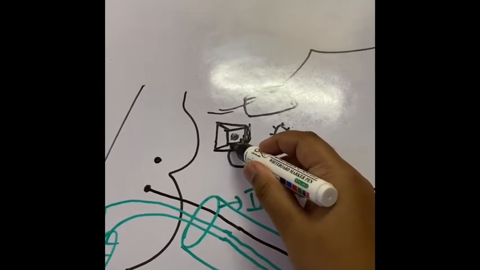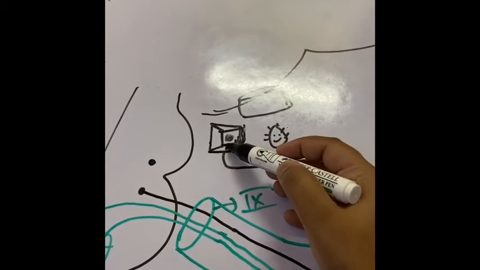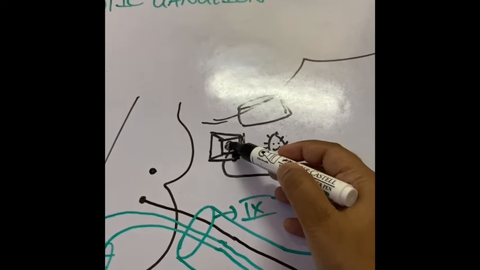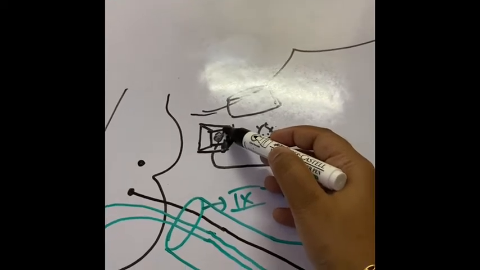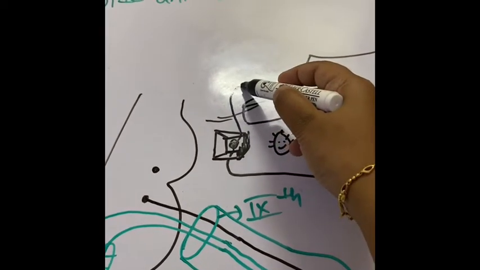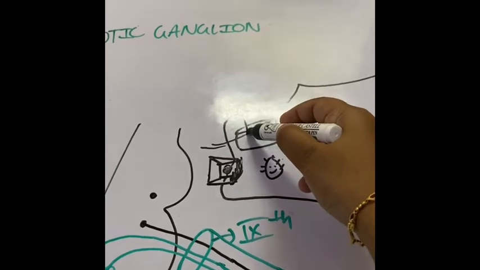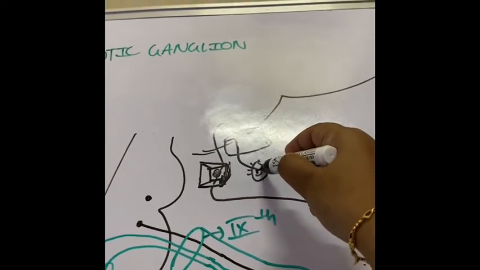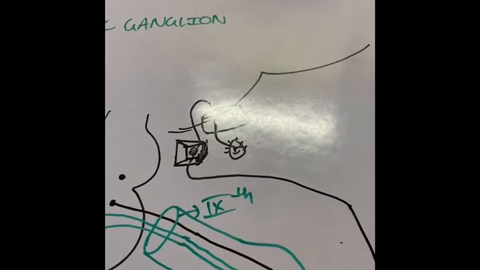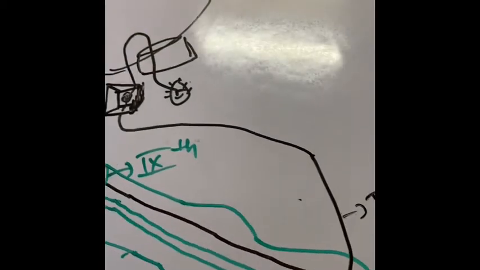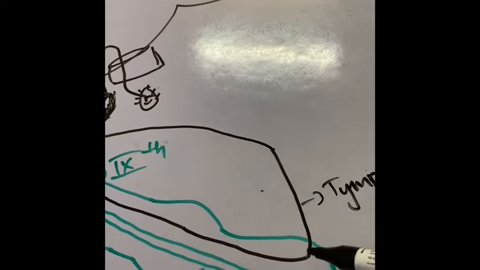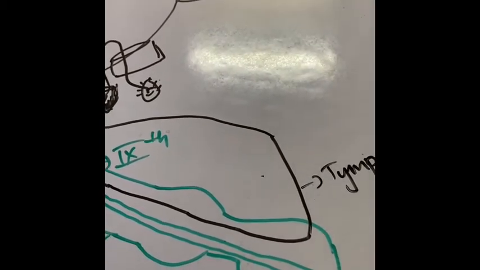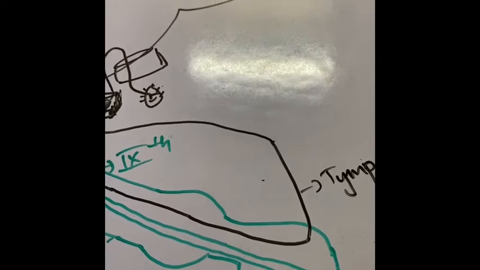It pierces the floor and makes a plexus around the promontory. After the plexus, the nerve comes out, goes upwards and then downwards through the foramen ovale, and then relays in the otic ganglia. So this is the branch coming out through the inferior ganglion of the ninth cranial nerve, the inferior ganglion, also known as the petrosal ganglia.